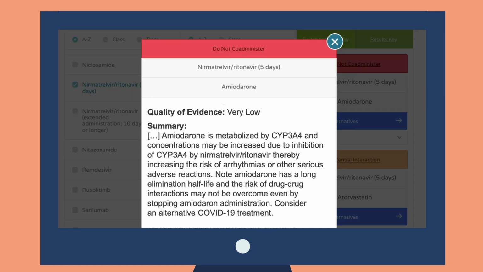You can see the issue is amiodarone concentrations may be increased. Plus, amiodarone has a long elimination half-life, so temporarily stopping it may not help. So you really don't want to co-administer these medications, and using an alternative COVID treatment is your best bet.